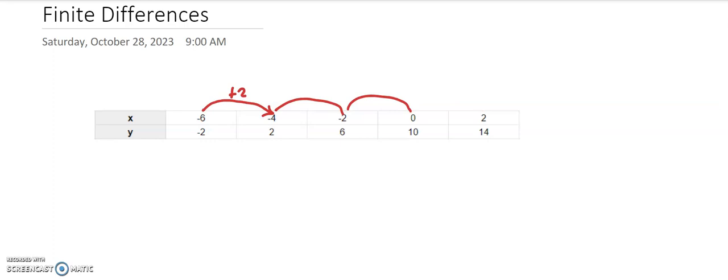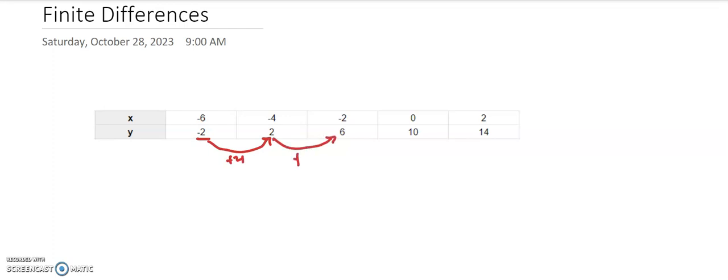Now, the process of finite differences specifically: we look at the y values. I ask, what do I have to do to this number to get to my next output value, or my next y value? Here I'm just adding 4. And here I'm adding 4, and again adding 4, and again adding 4. This row of differences, we call the first differences.